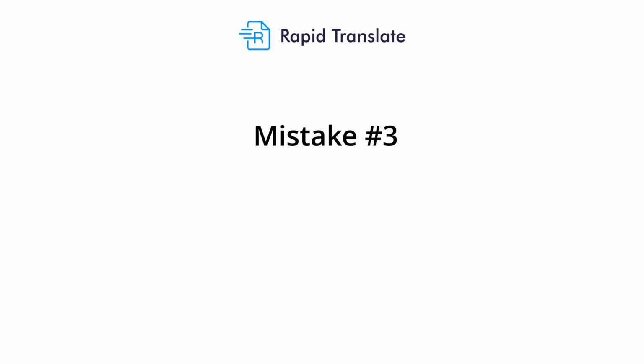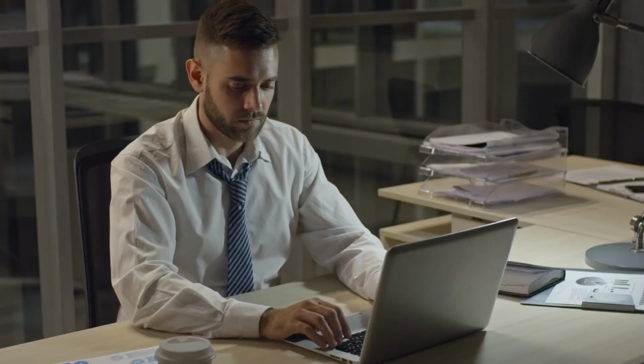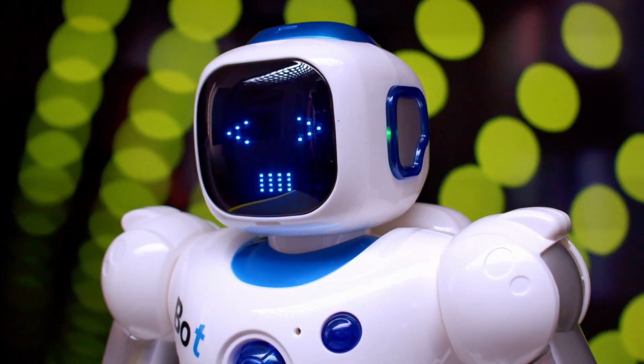Mistake 3. Relying only on machine translation. Machine translation is fast and useful as a first draft, but it frequently misses legal nuance, specialized terminology, and the subtleties of legal structure. That can produce awkward or incorrect legal wording. For legally binding texts, machine output must be reviewed and corrected by a human legal specialist. You shouldn't rely on machine translation alone.